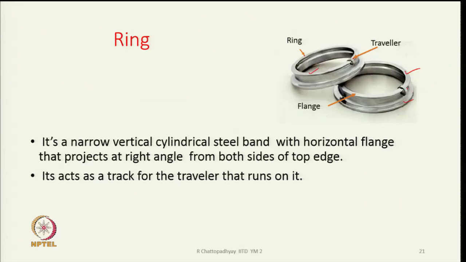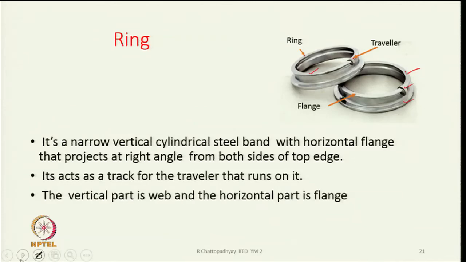So, here we see the tiny traveler, there is a traveler over here, there is a traveler over here, just a small ring which is placed on the circular track, which is called a ring, and the ring acts as a track for the traveler. The vertical part is the web part and the horizontal part is the flange. So, this vertical part is the web part and the horizontal part that we see is called the flange part.